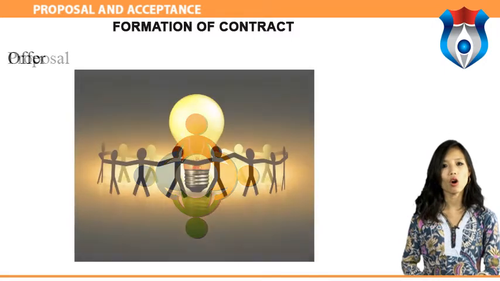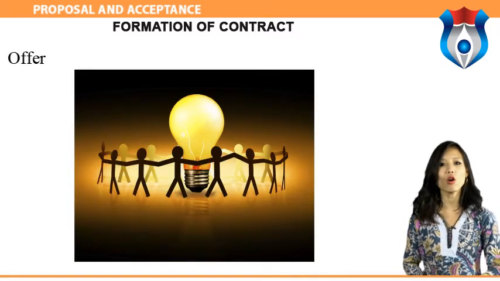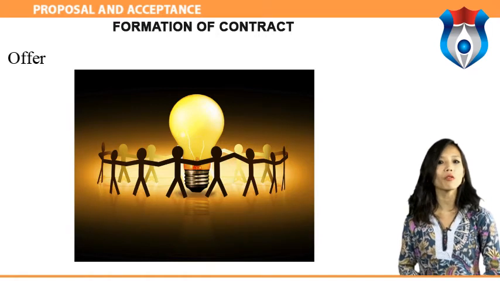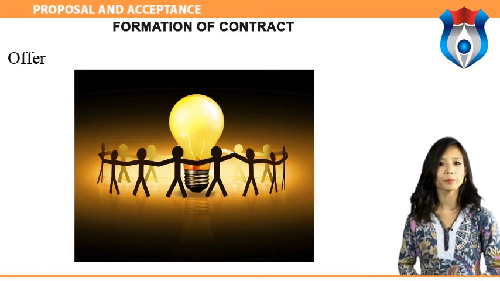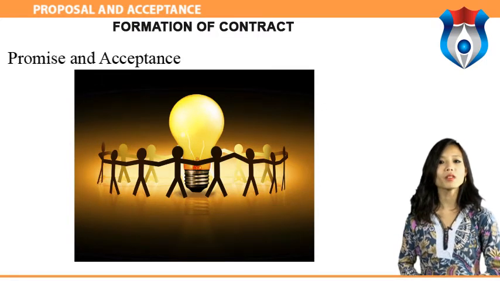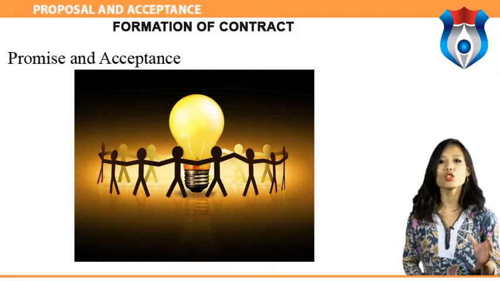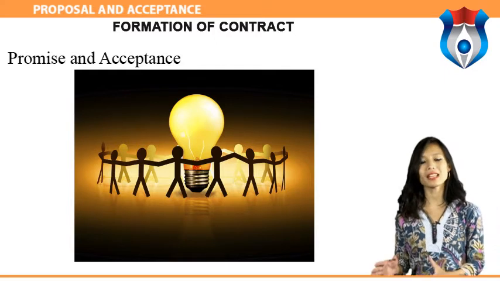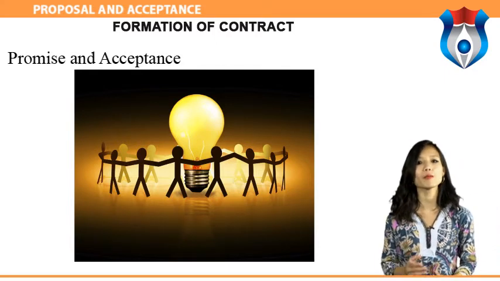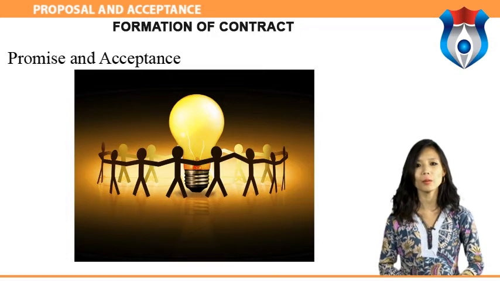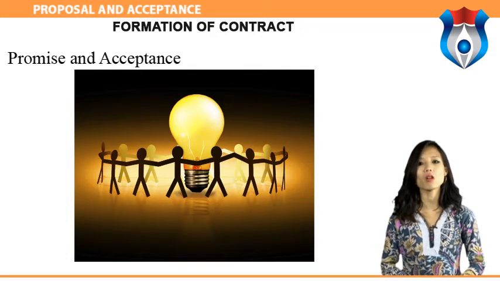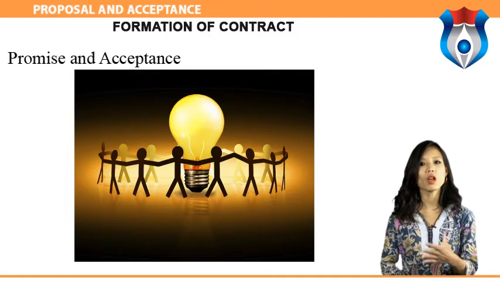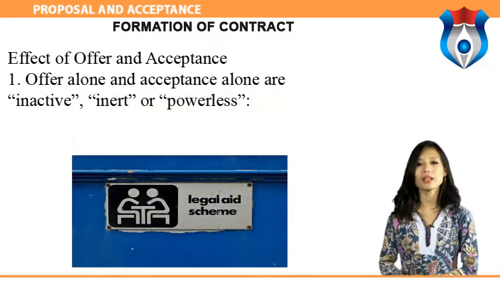Section 2A. Offer. A proposal is also called an offer. The promiser or the person making the offer is called the offerer. The person to whom the offer is made is called the offeree. Promise and acceptance. When the person to whom the proposal is made signifies his assent thereto, the proposal is said to be accepted. A proposal, when accepted, becomes a promise. Section 2B. The person making the proposal is called the promiser and the person accepting the proposal is called the promisee.